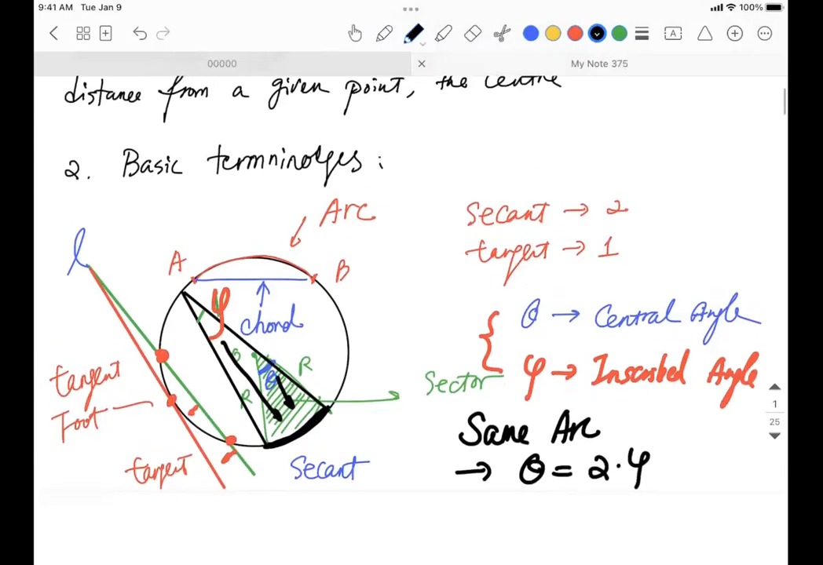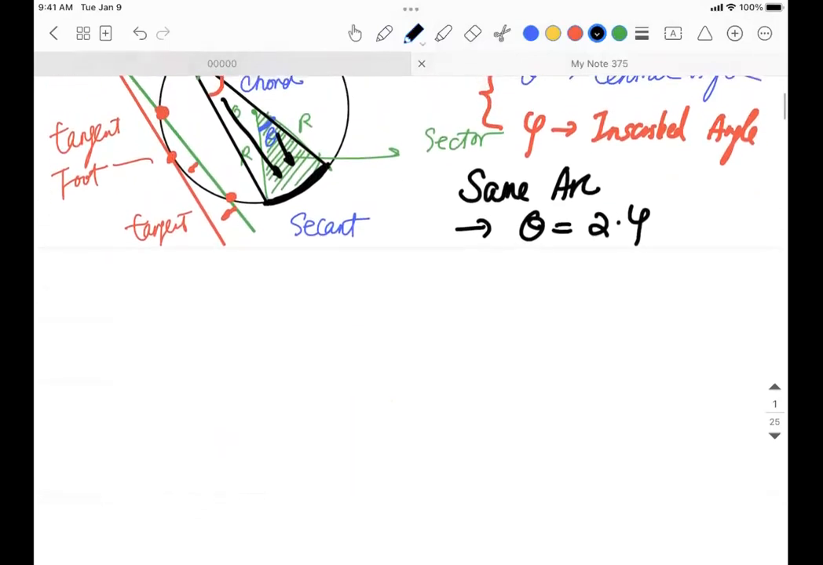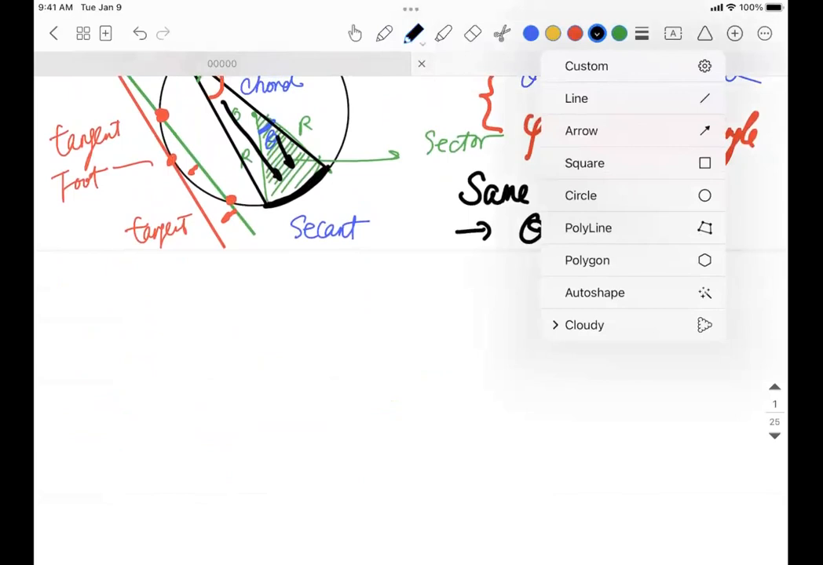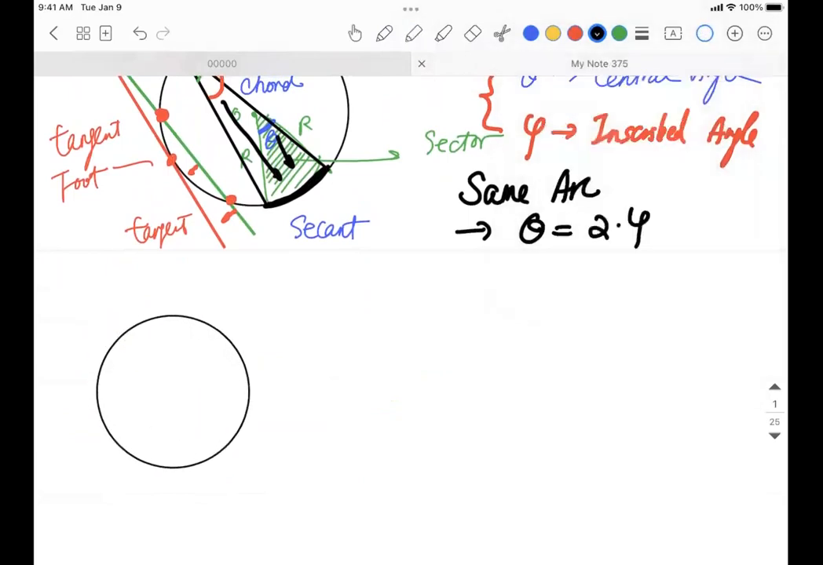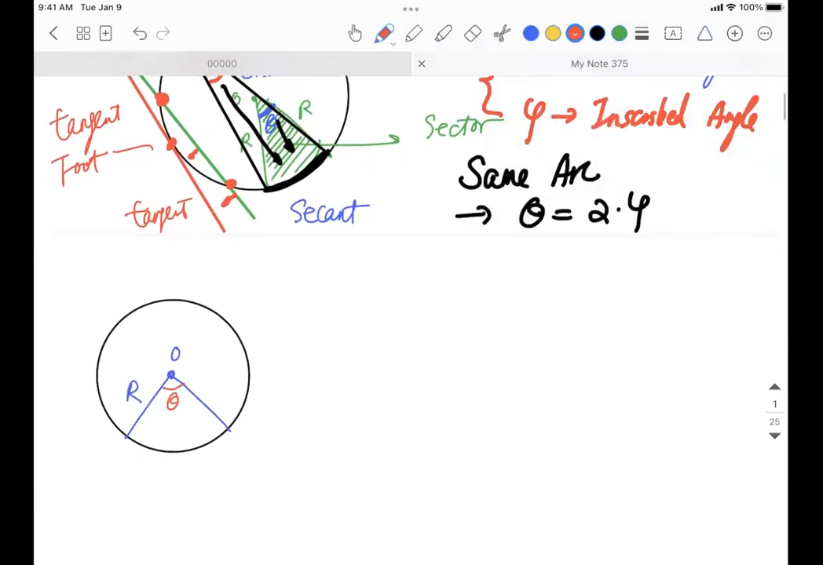All right. So after having all those basic terminologies, maybe I'm going to give you some very basic properties as well. So let's have a quick look at it. If I have a circle, these are also very basic stuff. Everyone knows that. Okay, let's say I have this. This is my center O, right? So this is my R, and this is my theta. I have a center angle, named theta.